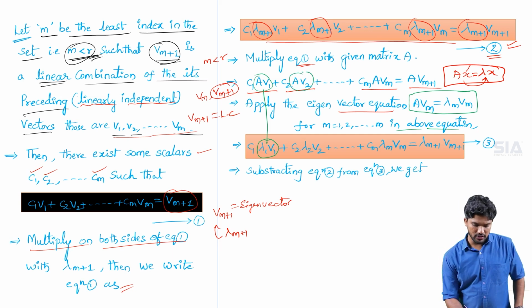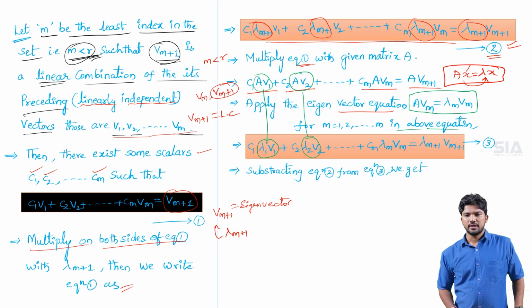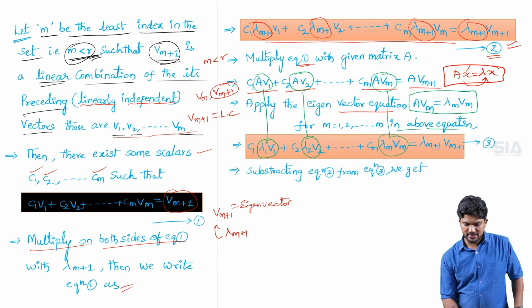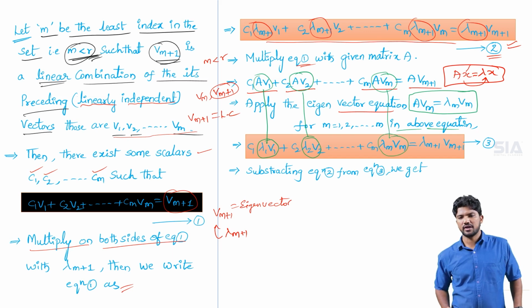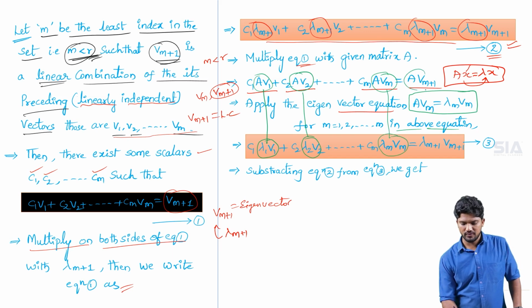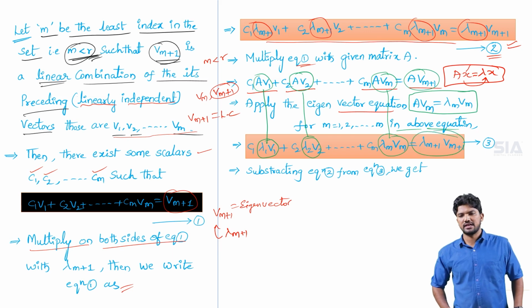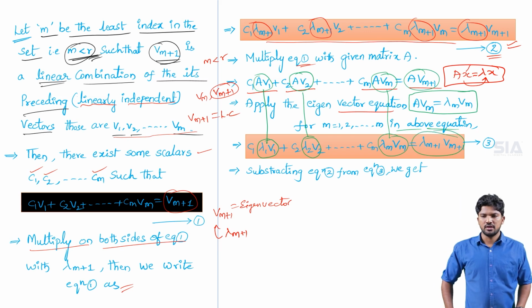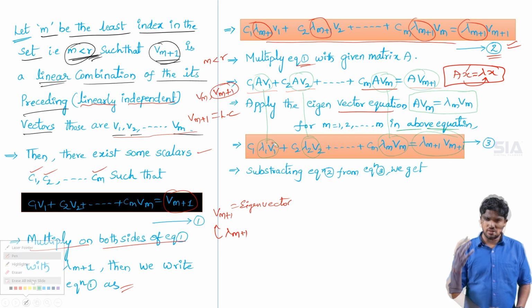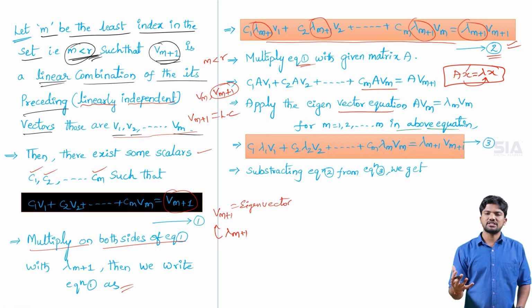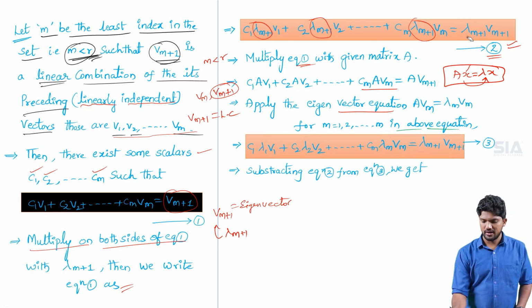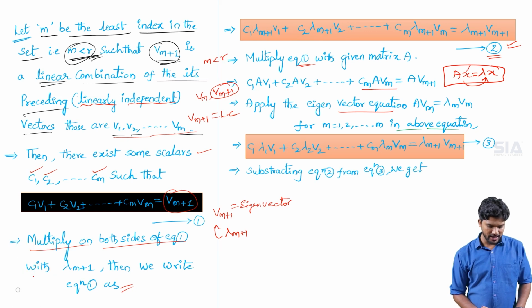Here we have A into v2. By using that equation, we can write lambda 2 into v2, plus up to so on, A into v suffix m, we can write lambda suffix m into v suffix m. In the RHS also, A into v suffix m plus 1 is there, so lambda suffix m plus 1 into v suffix m plus 1. That is taken as equation number 3. Now if you observe carefully equation number 3 and equation number 2, the RHS values are equal, then we can equate the LHS values.